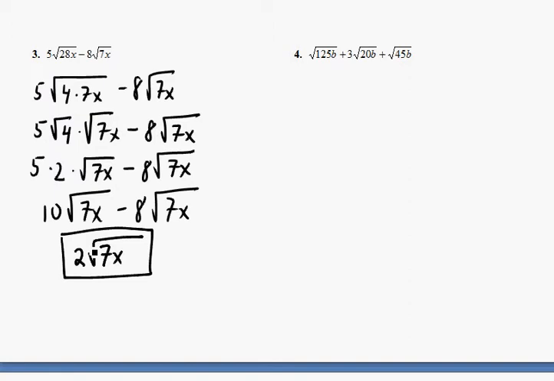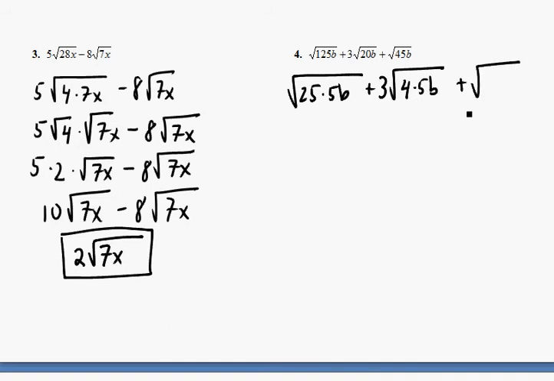Now pause the video and try problem number 4. So, the largest perfect square factor of 125 is 25. So I will rewrite this as the square root of 25 times 5b plus 3 times, the largest perfect square factor of 20 is 4, so 4 times 5b plus the square root of the largest perfect square factor of 45, which is 9, so that gives us 9 times 5b.